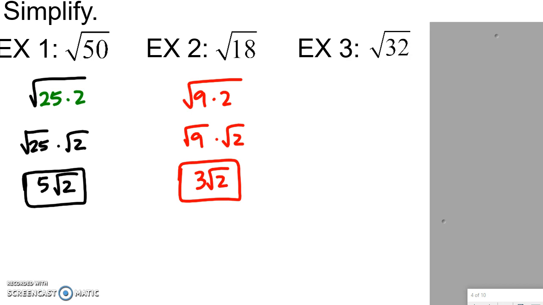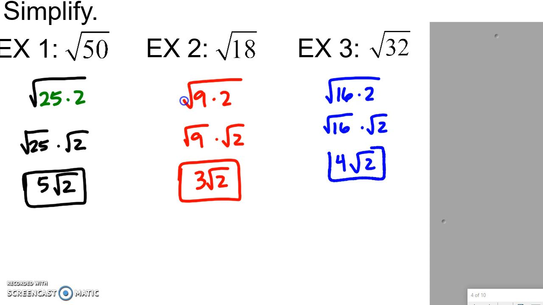Okay, square root of 32. All right, so I want the biggest one that goes into 32. So pause this and try this one. Okay, so the biggest perfect square that goes into 32 is 16. It's not always going to be times 2. These examples just happen to be that way. So then I separate this, and this is 4 square root of 2.